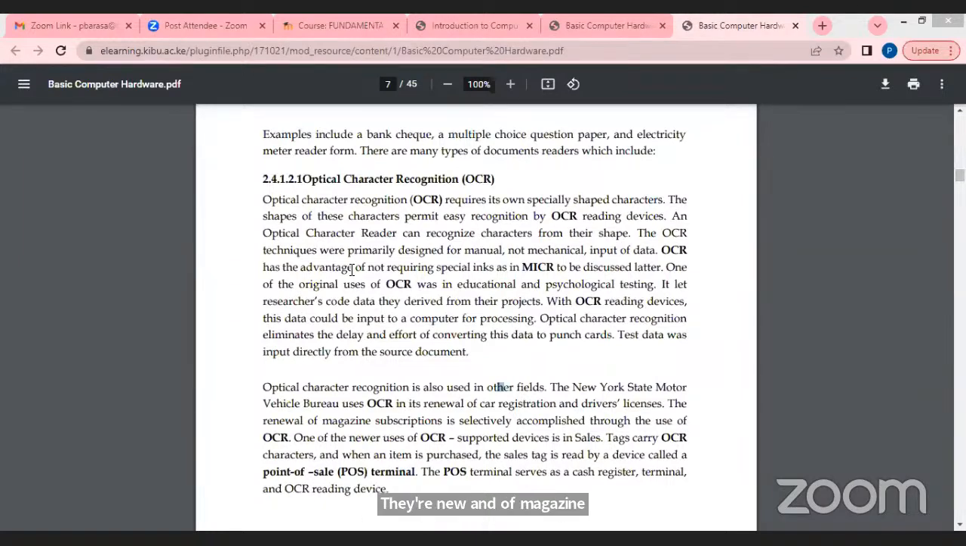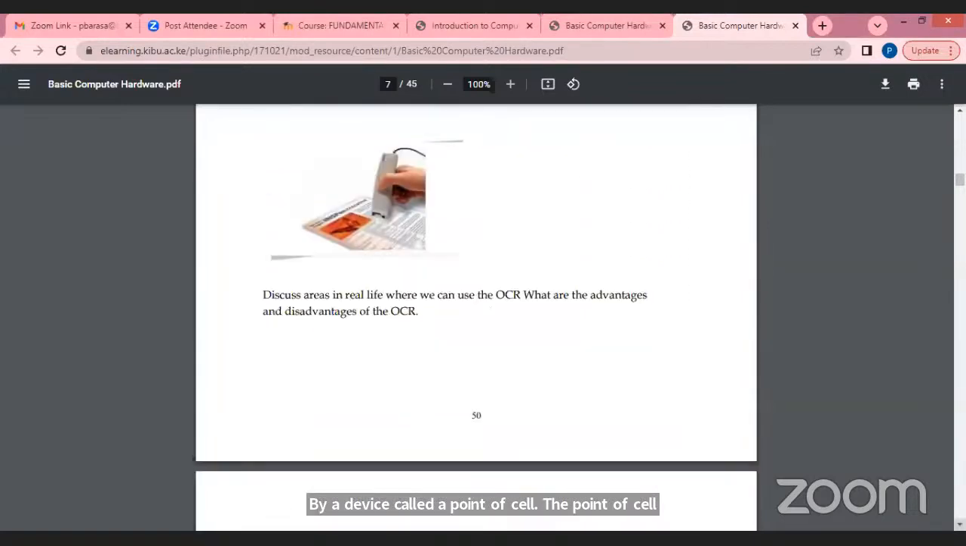One of the uses of OCR-supported devices is in sales. Tags carry OCR characters, and when an item is purchased, the sales tag is read by a device called a point of sale terminal. The point of sale terminal serves as a cash register, terminal, and an optical character recognition reading device. So you can see that.